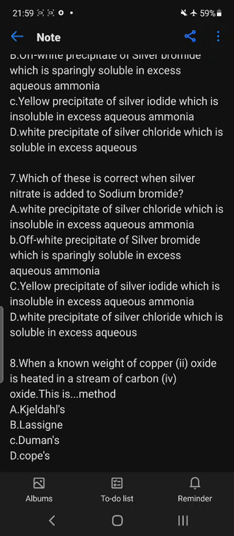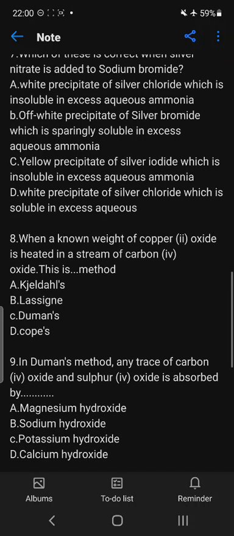Number 7: which of these is correct when silver nitrate is added to sodium bromide? There is a liberation of an off-white precipitate of silver bromide. Silver bromide is off-white in color, silver iodide is yellow in color, but silver chloride is white in color. Please take note of that.